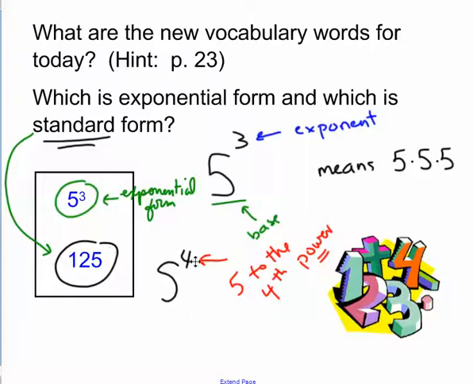If we have an exponent of a 4, we read it as 5 to the 4th power, or 5 to the power of 4, and that would mean we use 5 as a factor 4 times. And that would be 5 times 5 times 5 times 5, or 125 times 5, which is 625.